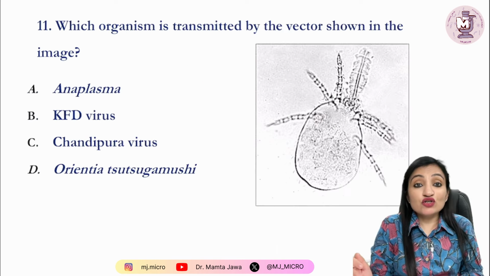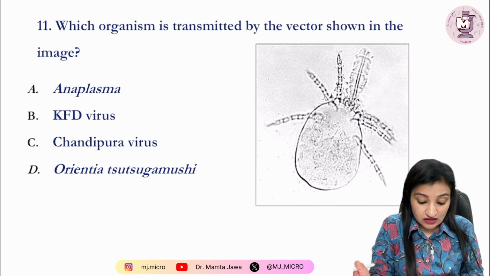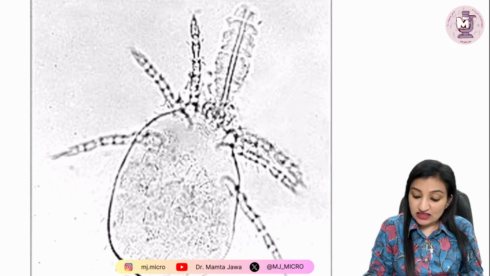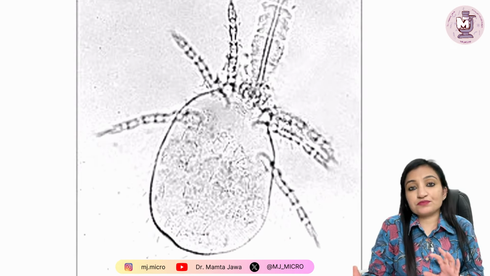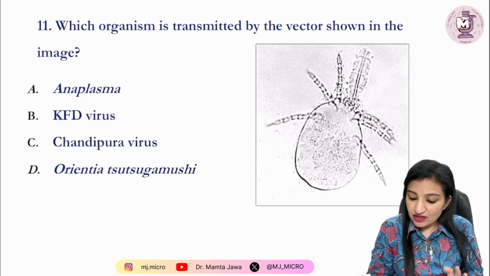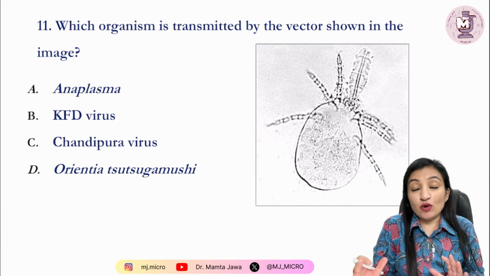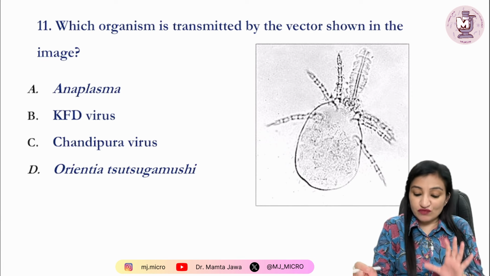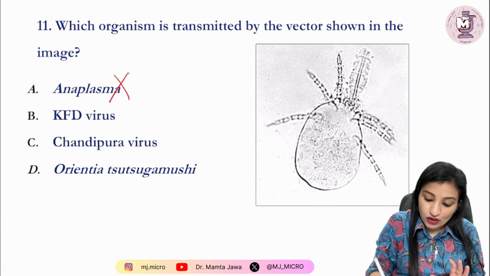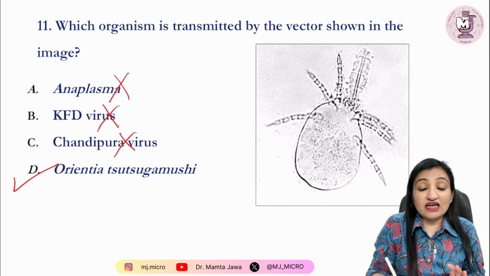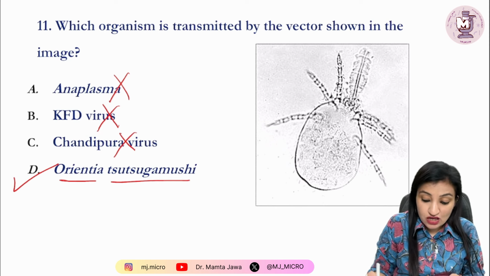Next question. Which organism is transmitted by the vector shown in the image? So what is this vector? This is nothing but the trombiculate mite larval stages. Now, this organism, the trombiculate mite, transmits which disease? Not Anaplasma or KFD or Chandipura virus. It is the causative agent of scrub typhus, which is caused by Orientia tsutsugamushi.